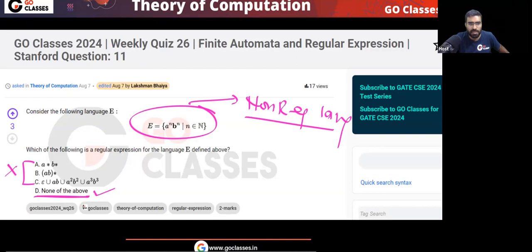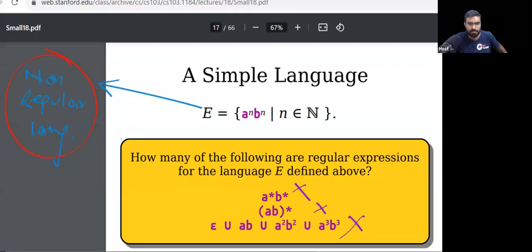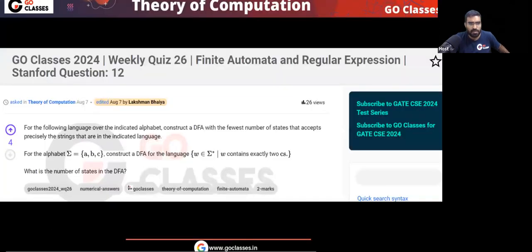Okay, very simple. This is a nice question, let me tell you. The language is non-regular, so the regular expression you cannot write. Whatever regular expression you write, that will be wrong and cannot describe this language. So for this question, the answer will be option D. Now let's move on. Now let's see this question.